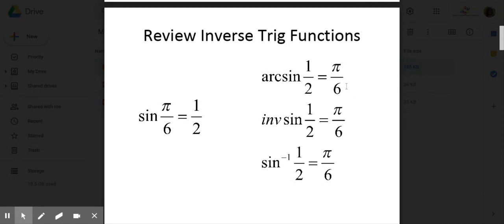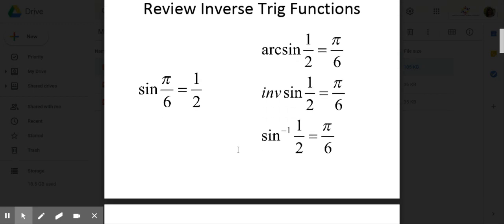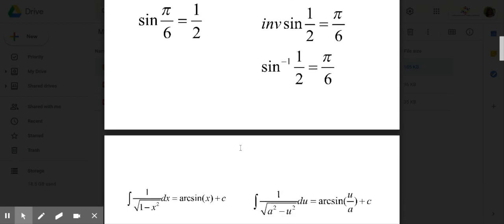Now, I know there's 2 answers to that. So there are domain restrictions for the inverse functions, so that you only get one answer. All right, but that's what we're doing. We're switching it to where we know the coordinate, and we're trying to tell the angle. That's inverse trig functions. All right, so now we're going to do the integration of that.